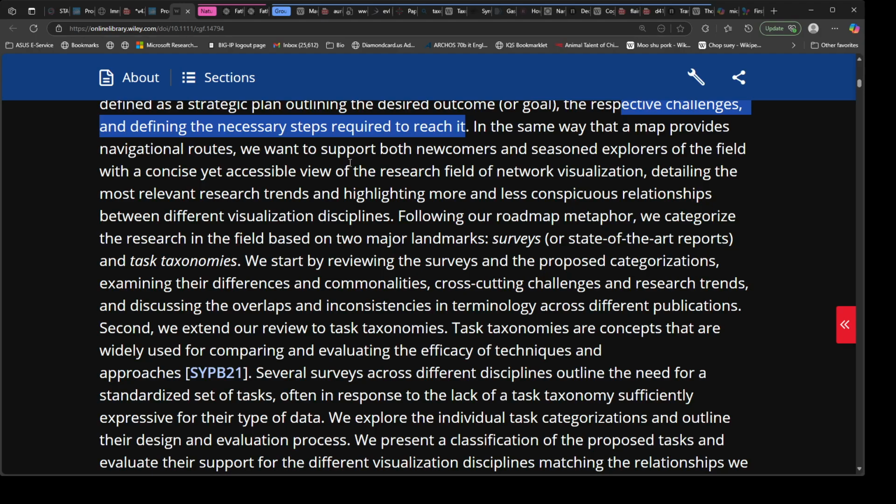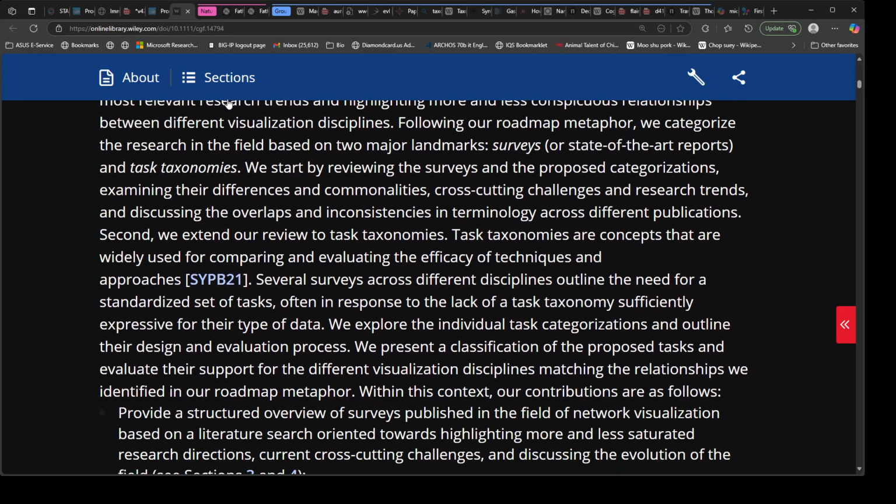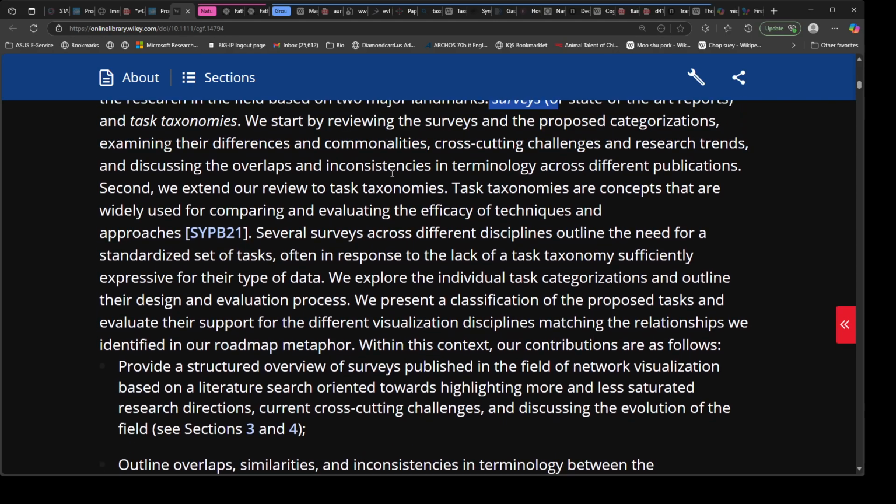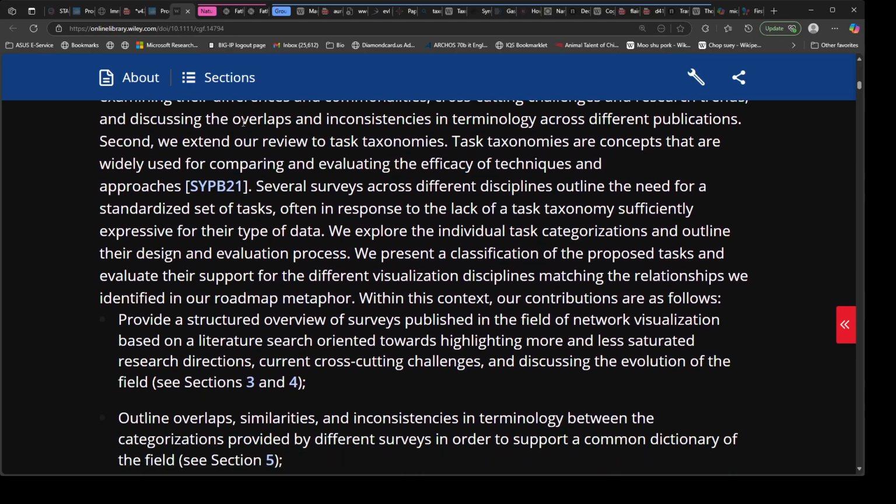Following our roadmap metaphor, we categorize the research in the field based on two major landmarks: surveys, or state-of-the-art reports, and task taxonomies. We start by reviewing the surveys and the proposed categorizations, examining their differences and commonalities, cross-cutting challenges and research trends, and discussing the overlaps and inconsistencies in terminology across different publications.